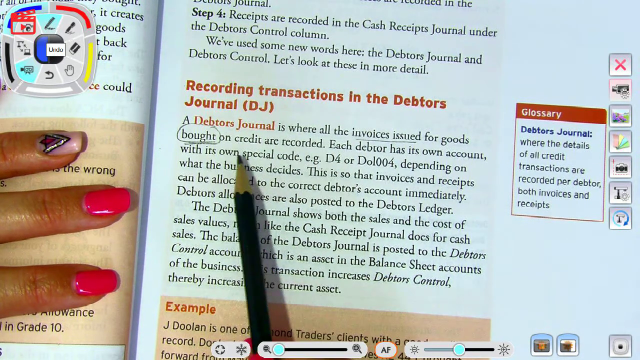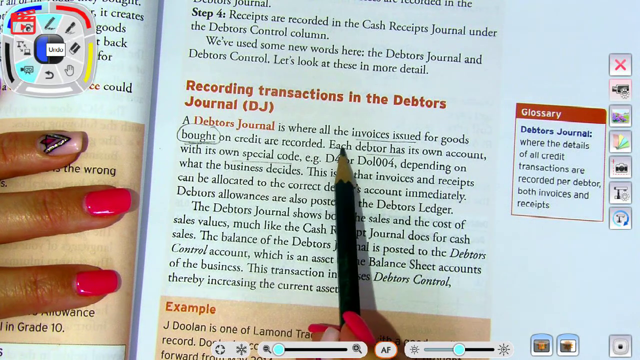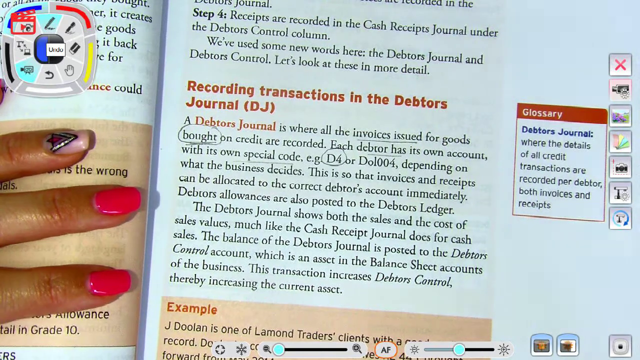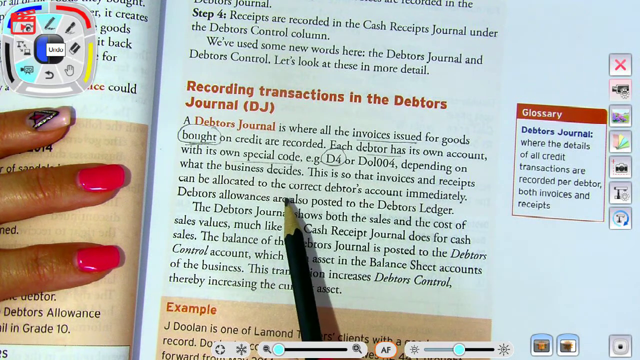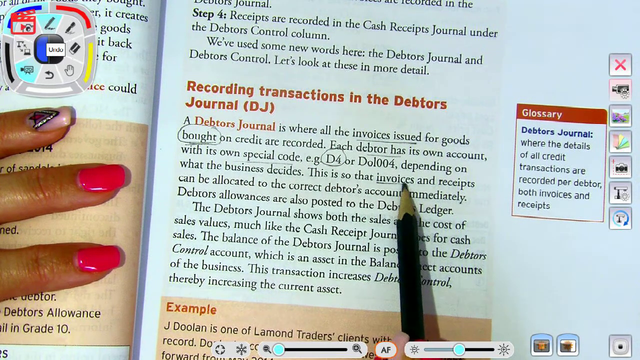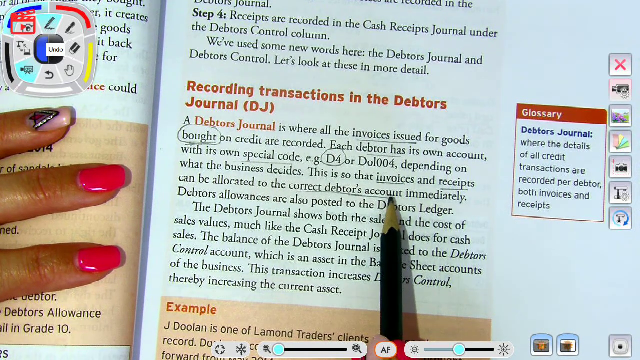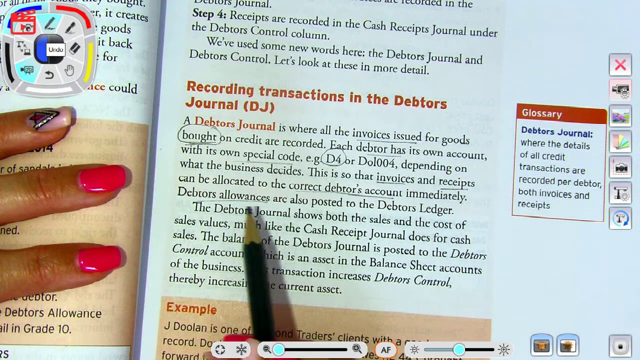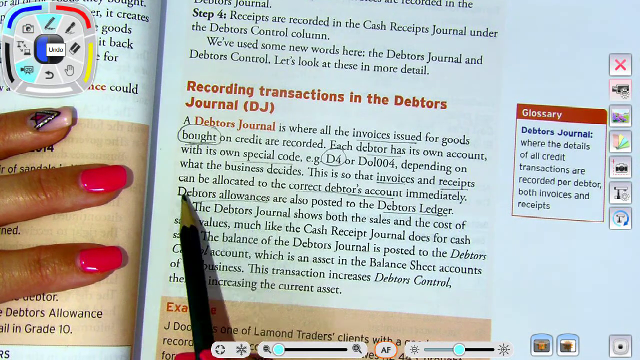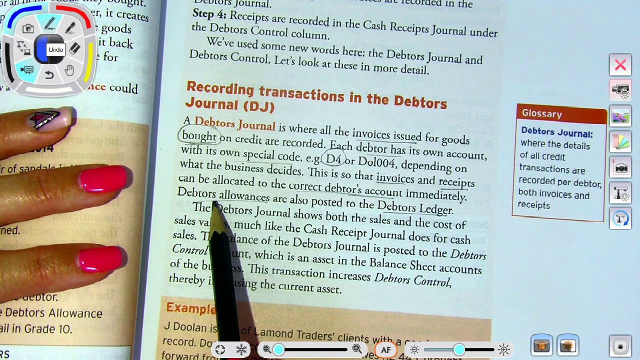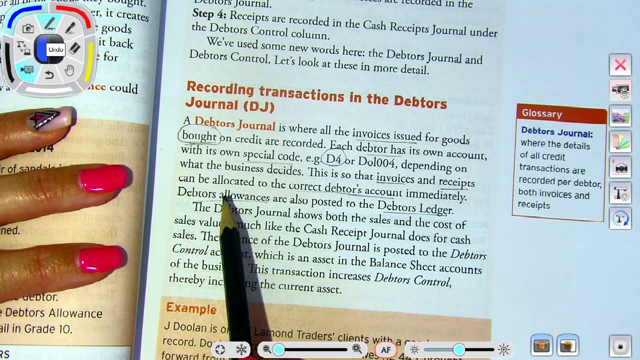Each debtor has its own account with its own special code. For example, D4. So that will tell us debtor 4 will always be Piet Pompies or whatever his name is, depending on what the business decides. This is so that invoices and receipts can be allocated to the correct debtor's account immediately. Okay, debtor's allowance journals, we'll get to that now. That is also posted to the debtor's ledger. Remember, debtor's allowance is for any goods that were returned or credit given back to a debtor for something that was not per their order or for damages.